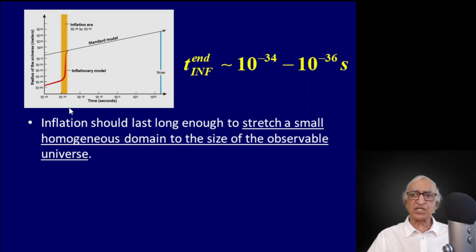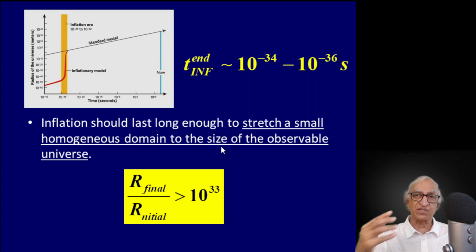But the inflation, this exponential expansion, should last long enough to stretch the homogeneous universe again and again and again, so that the homogeneous domain of the universe becomes comparable to the size of the universe itself, and also to make the universe flat. In order for that to happen, the radius of the universe at the end of inflation, or the scale factor of the universe at the end of inflation, must be 10 to the power 33 times larger than the scale factor of the universe when the exponential expansion began.